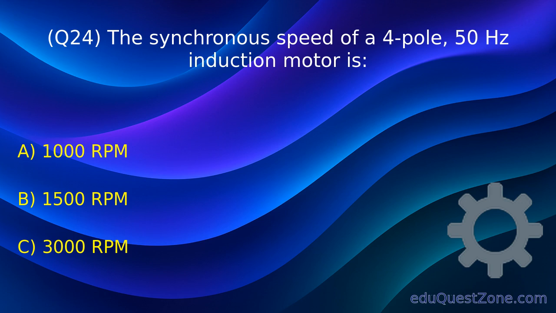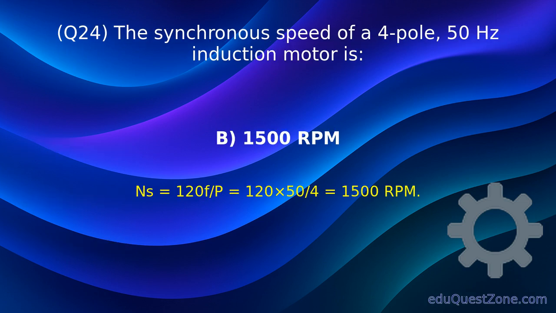Question 24. The synchronous speed of a 4-pole 50 Hz induction motor is Option B. 1500 rpm. Synchronous speed equals 120 times frequency divided by number of poles equals 1500 rpm.